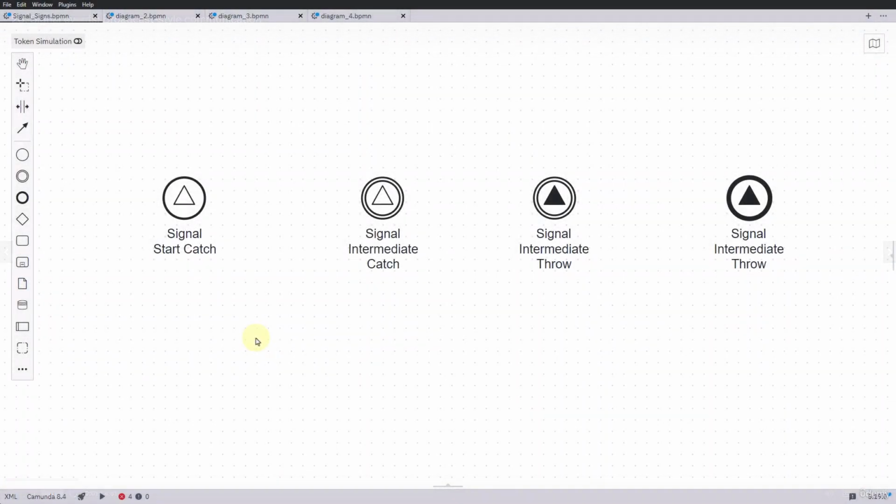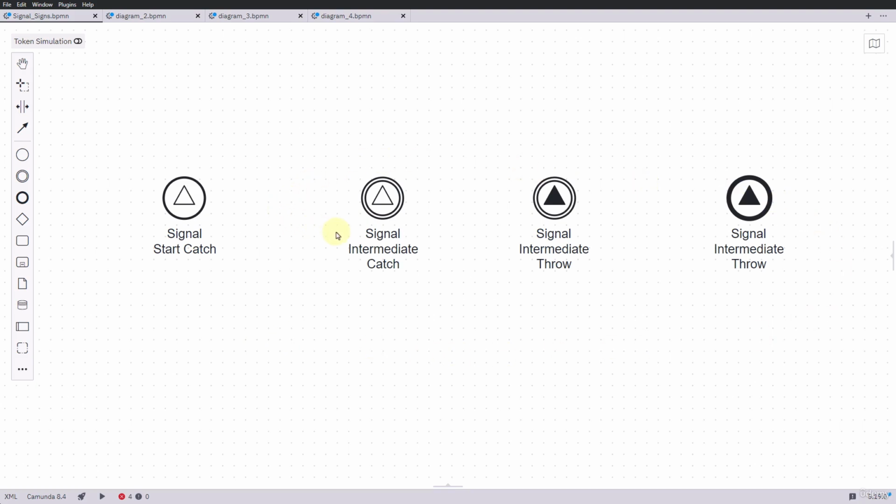Welcome back. In this chapter, we will take a closer look at another event. As already mentioned, this event is quite similar to the message event, but with a slightly different approach and different usage scenarios. This makes it a really useful addition to our toolbox. We're talking about the signal event type.